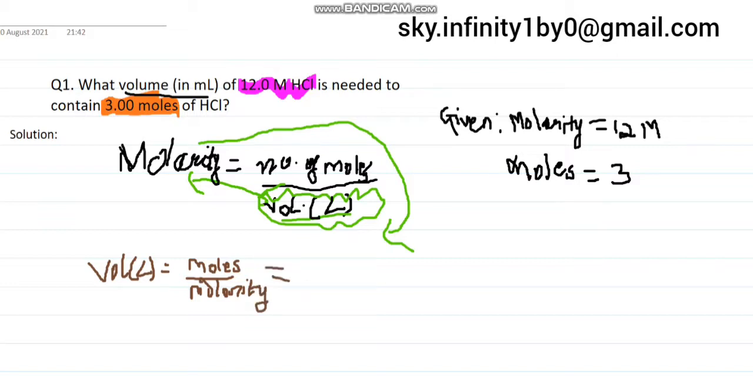Now we need to keep in mind that the number of moles given to us is 3 and the molarity given to us is 12 molar. So let's substitute the values over here. Number of moles is 3 and molarity given to us is 12. By dividing this, the answer is 0.250 and the unit here for volume is liters.